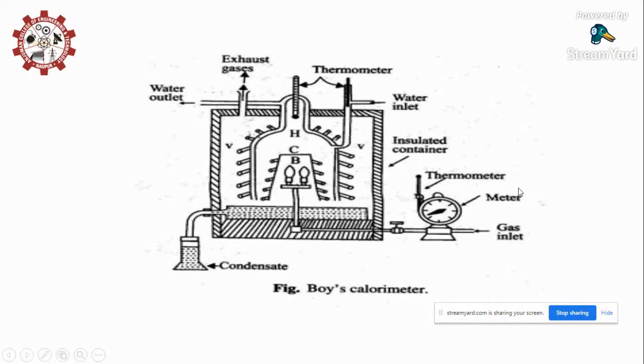And there is a valve, or you can say an opening, which is given in order to allow the exhaust gases or the waste gases to escape into the environment. Am I clear with the explanation of the diagram? If yes, type in the live chat box.